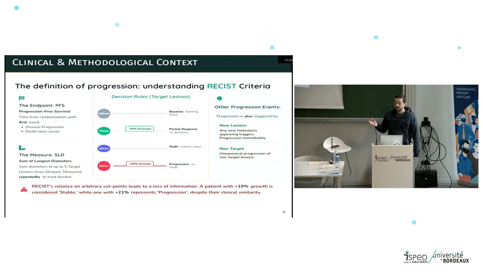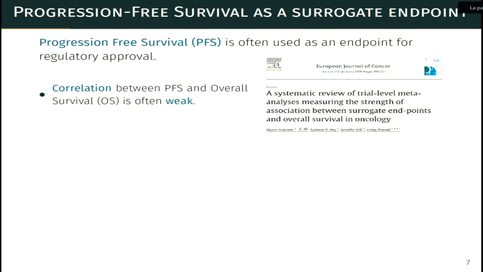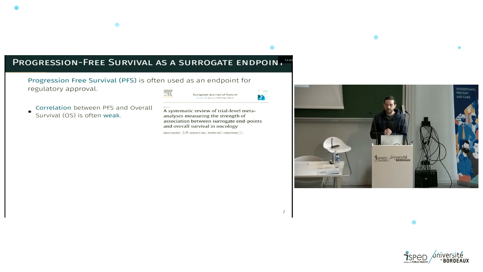So as I said, there is a lot of loss of information. A patient with 19% growth is considered stable, and 21% progression. But they are very similar in practice. So this outcome, this endpoint, progression-free survival, is very often used in practice. As a primary endpoint, co-primary endpoint with overall survival, it's used very systematically in some specific cancers. But if you look at this meta-analysis, you will see that the correlation between PFS, progression-free survival, and the gold standard of overall survival is quite weak, up to 0.6. As a statistician, I can tell you, this is not good for a surrogate. We want 0.9, 0.95 for a good surrogate.